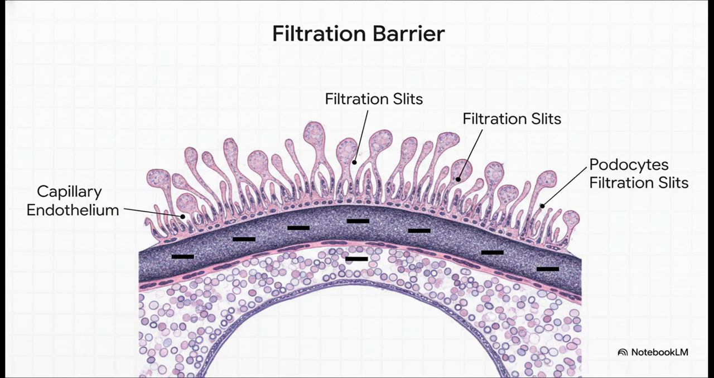Now, how does it enforce that strict divide? It uses three distinct physical layers. First up, the fluid pushes through the porous capillary endothelium. Then it hits the basement membrane. And hey, this is a highly testable detail if you're taking exams. That basement membrane is negatively charged. It literally acts like a magnet repelling certain molecules. Finally, the fluid squeezes through the podocytes, which act as these highly specialized little filtration slits. Only the smallest, most persistent molecules make it past all three defenses.